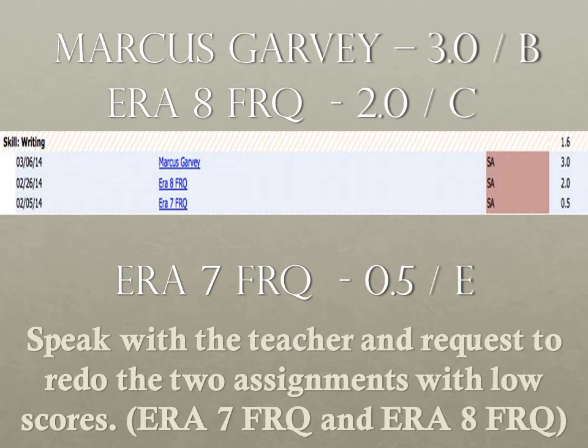In this case, if a student wanted to change their grade, they would speak with the teacher and request a redo of the 2 assignments with low scores, the FRQ 7 and the FRQ 8.